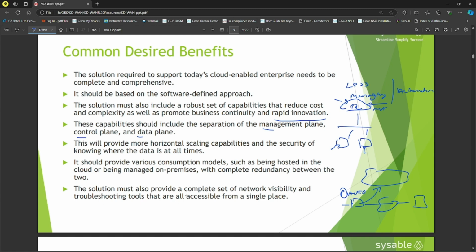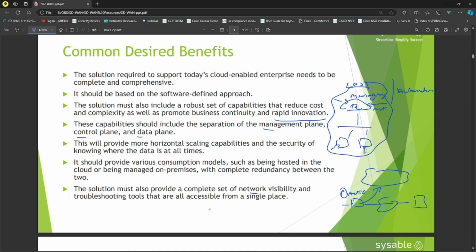The solution must also provide a complete set of network visibility. As I said, monitoring is very important, and you need to have a complete set of monitoring visibility of your network. If you don't have visibility of your network, then things become very complex and you don't know how to troubleshoot, where to start, and how to get it there.